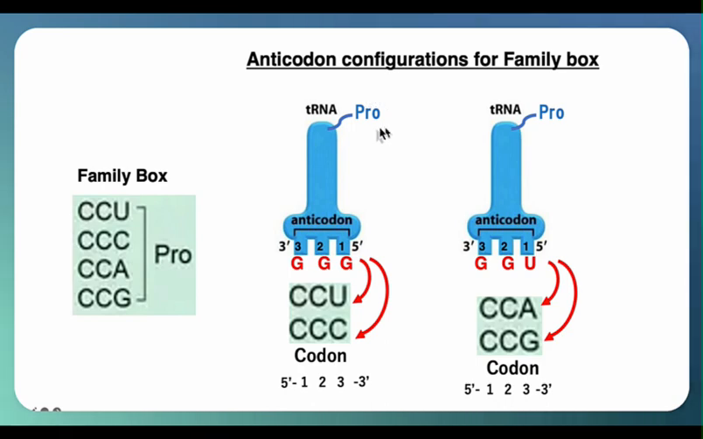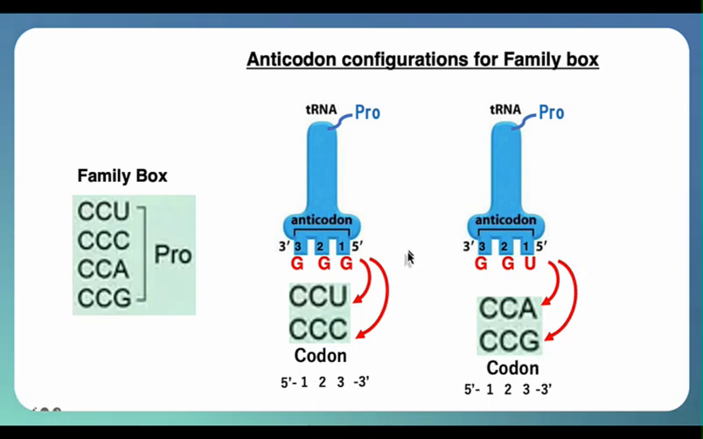This transfer RNA can form stable hydrogen bonds with the codons CCU and CCC, due to the Wobble rule, which allows non-canonical base pairing between the first position of the anticodon and the third position of the codon. Similarly, the transfer RNA with the anticodon UGG also has proline attached. This anticodon can stably hydrogen bond with the codons CCA and CCG.